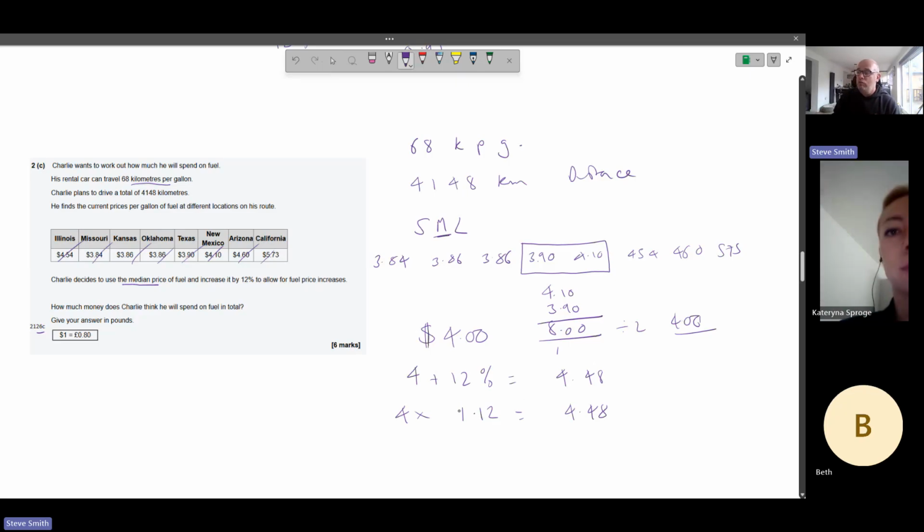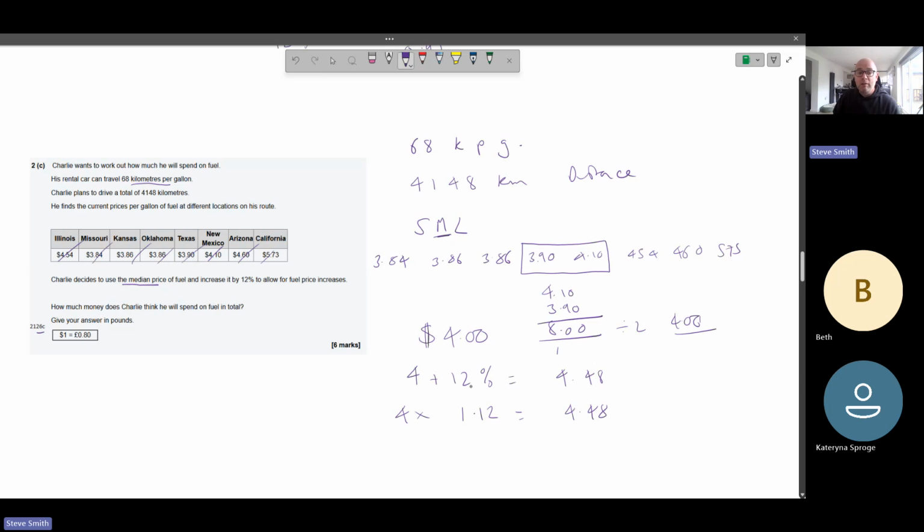So if you recognize that you've got to times it by 1.12, then you'll get $4.48. If you think, I just want 12% first because I want to know what that is, times it by 0.12, you'll get your 12%, then add it on. There's no right or wrong way of adding on 12%. Do the way that's most comfortable for you. Ultimately, we've now got 2 marks because we've got the price of the fuel as a median at $4 and we've added 12%. So if you did nothing else on this question because you didn't know what to do or you ran out of time, you've got 2 marks and you can put them in the bank.